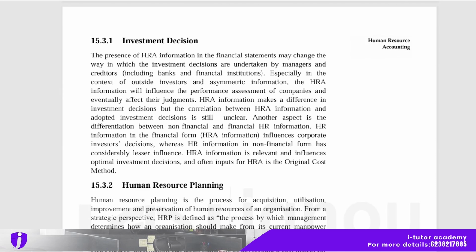Investment decision. The presence of HRA information in the financial statements may change the way in which investment decisions are undertaken by managers and creditors, including banks and financial institutions. Especially in the context of outside investors and asymmetric information, HRA information will influence the performance assessment of companies and eventually affect their judgment. HRA information makes a difference in investment decisions, but the correlation between HRA information and the adopted investment decision is still unclear.